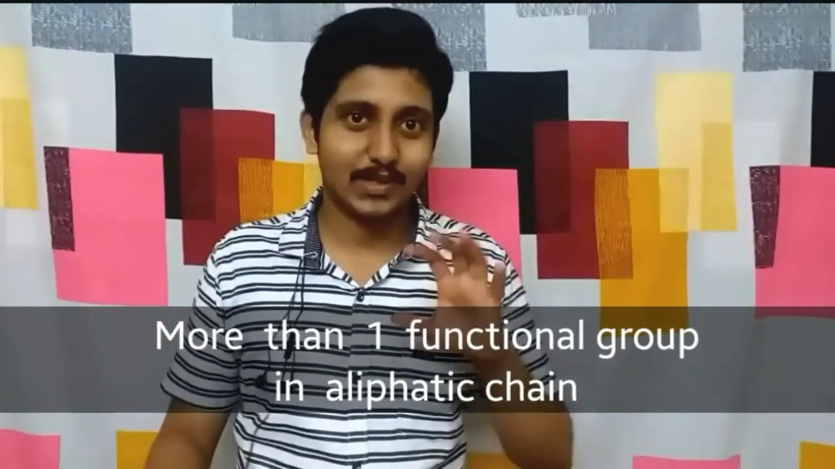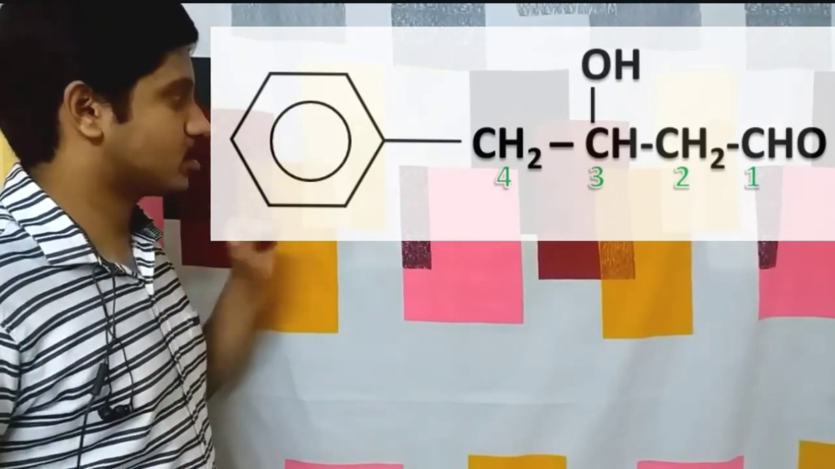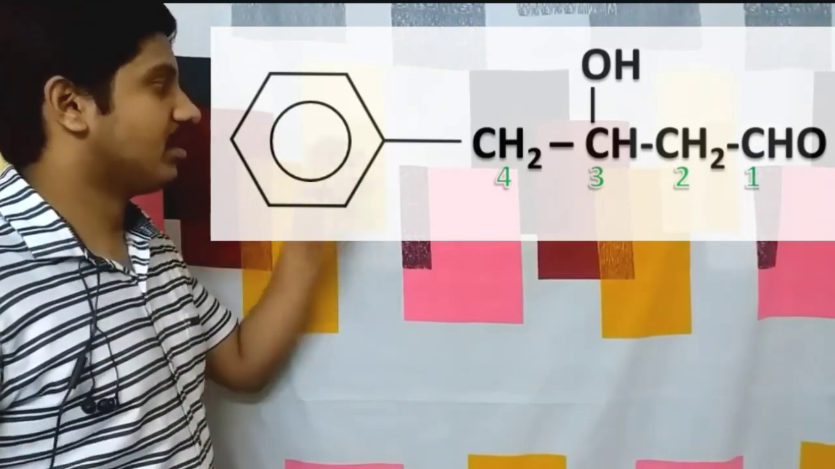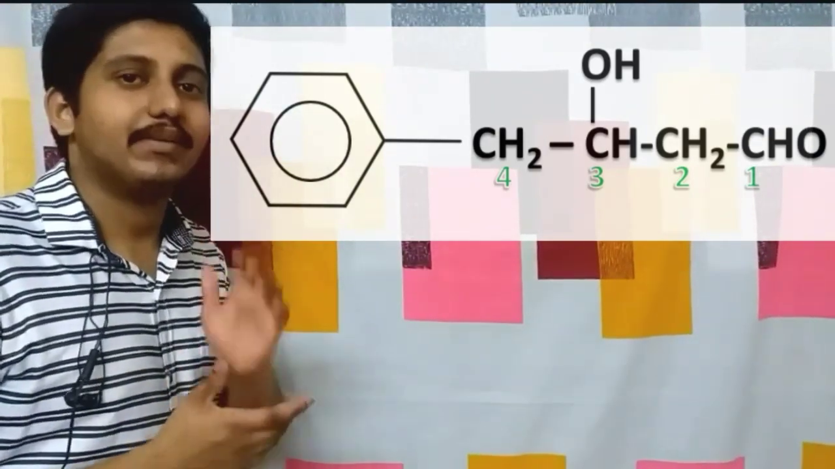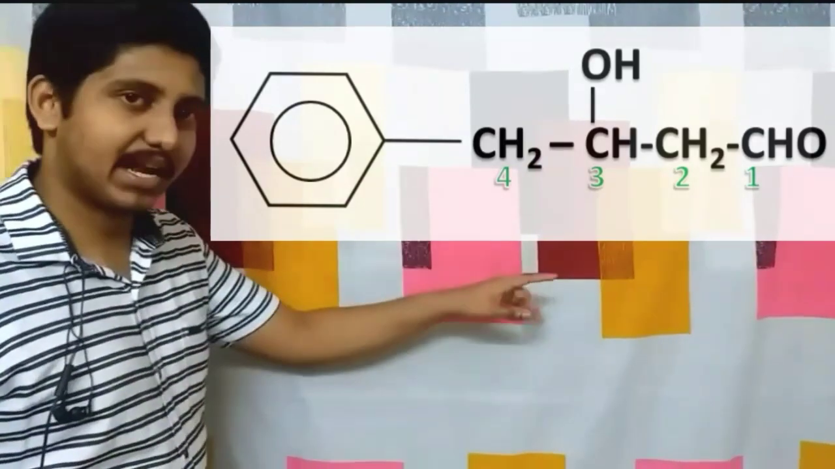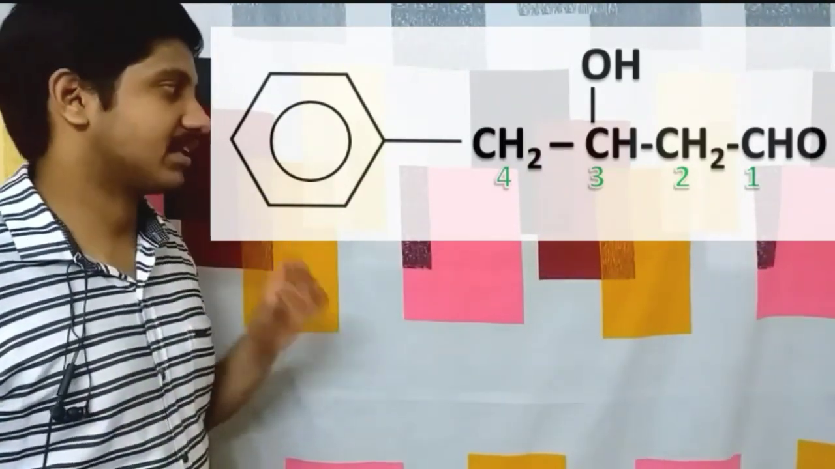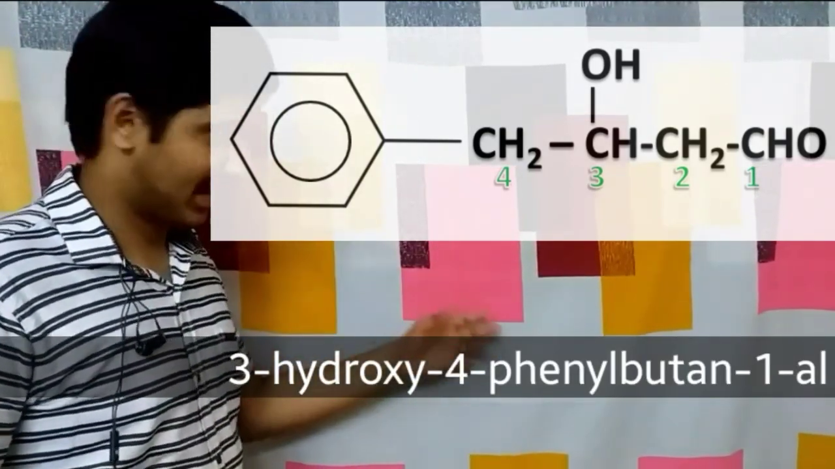Now let's quickly see a slightly different example where we have more than one functional group in the aliphatic chain to which the benzene ring is attached. Here we can see the benzene ring attached to an aliphatic chain with two functional groups, OH and CHO. So naturally we have to consider the priority order. So CHO is given first preference, and hence the numbering will be like this, and hence the correct naming will be 3-hydroxy 4-phenyl butanal.